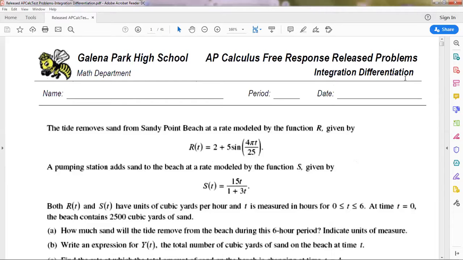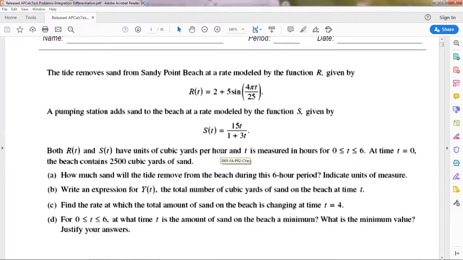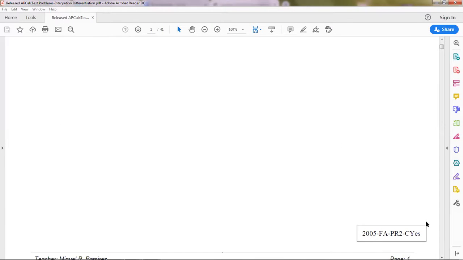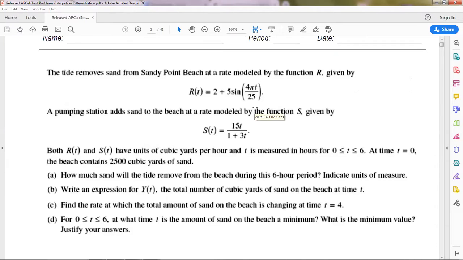Okay, here is the first problem we are going to do, in the integration differentiation set. So you see these ones in the Google Classroom I posted yesterday. Yeah, and here you see the first problem. This problem is a calculator allowed problem because we're going to need that, because these functions are kind of difficult. And well, we are going to begin.